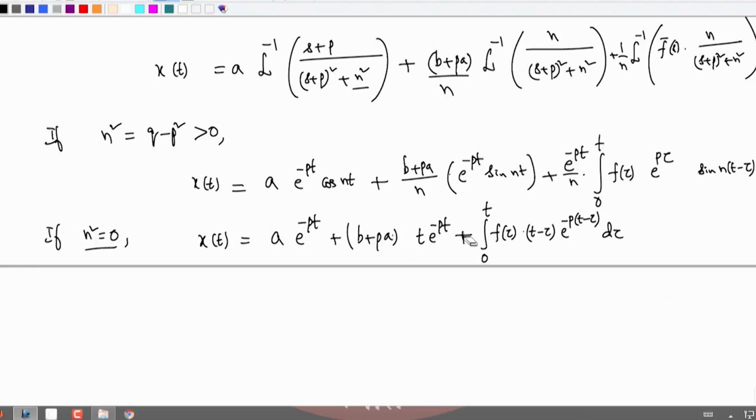So, e power minus pt you can bring out here, so that you can write e power p tau here, d tau. So, this is the solution in this case.